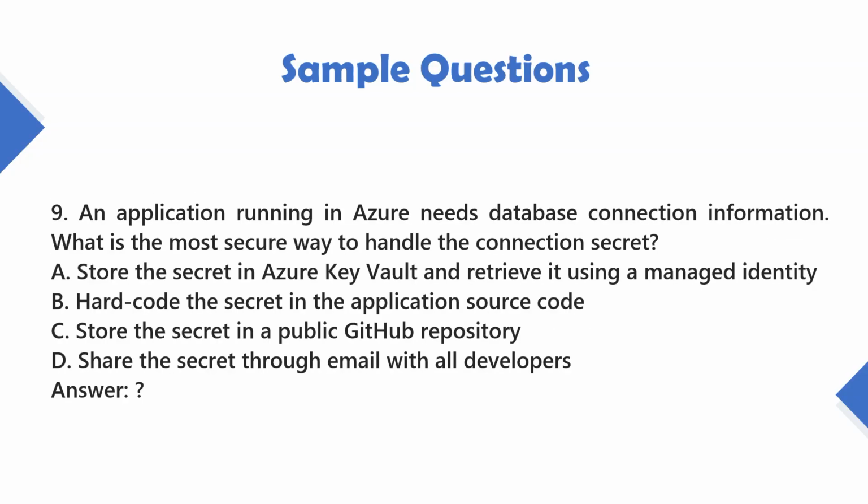9. An application running in Azure needs database connection information. What is the most secure way to handle the connection secret? A. Store the secret in Azure Key Vault and retrieve it using a managed identity. B. Hard code the secret in the application source code. C. Store the secret in a public GitHub repository. D. Share the secret through email with all developers.